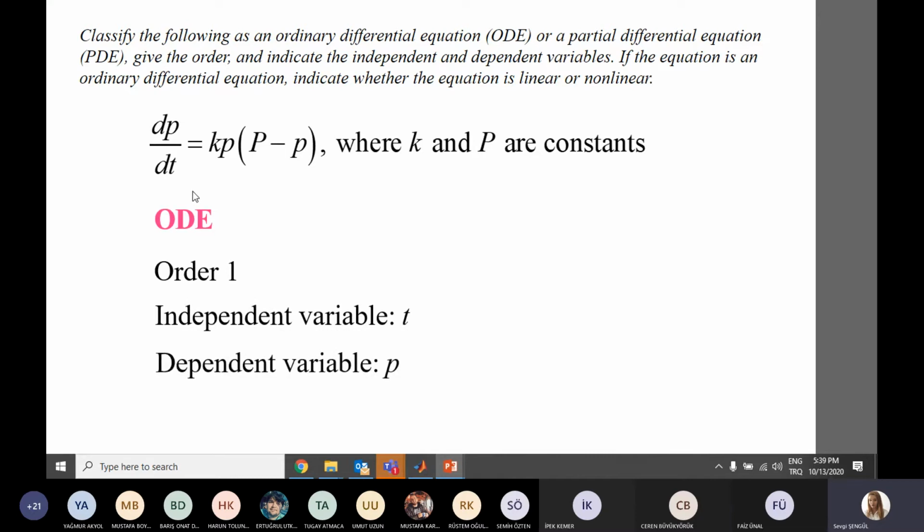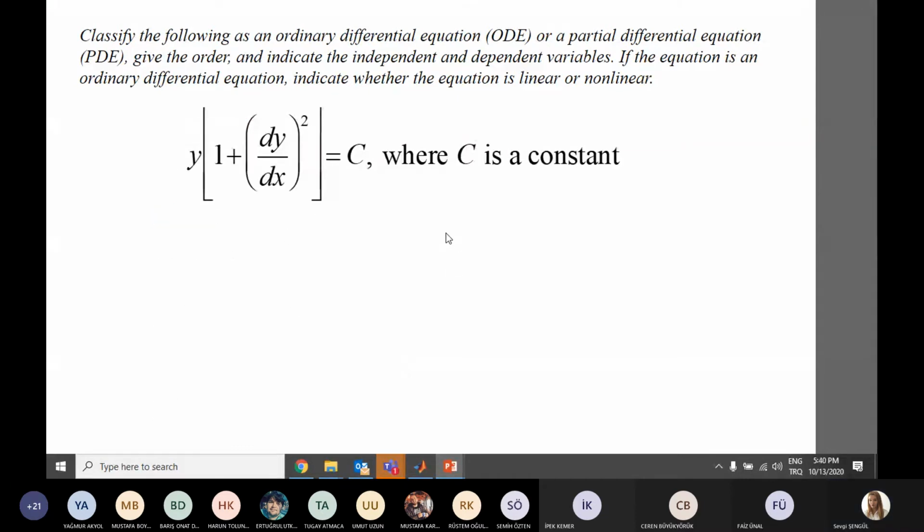Is it linear or nonlinear? It is nonlinear, because there is Kp square, right? We said that our dependent variable cannot have a power. It should come alone. Look at that. This is Kp minus Kp square, and this is going to make our equation nonlinear. That's one.